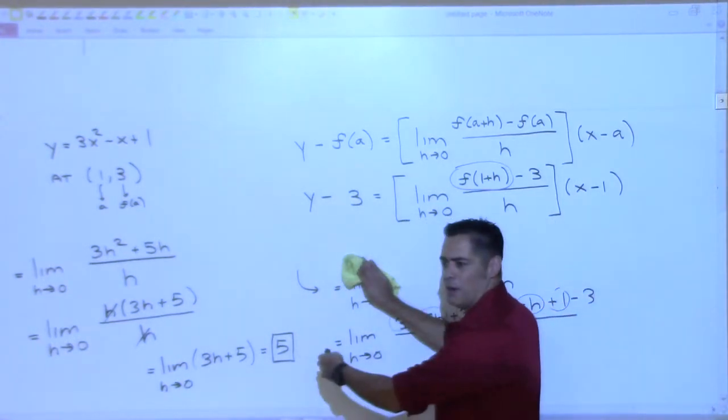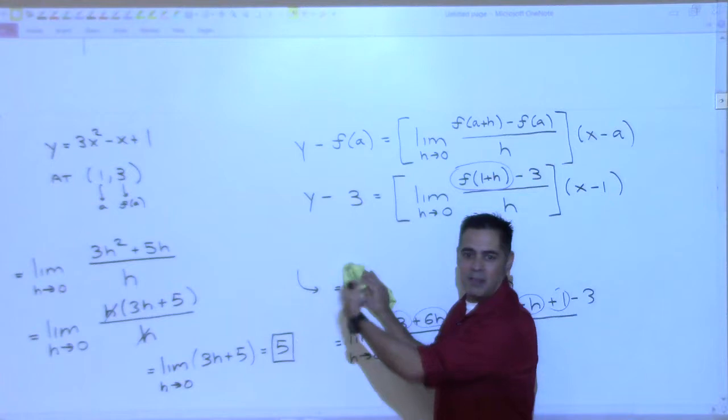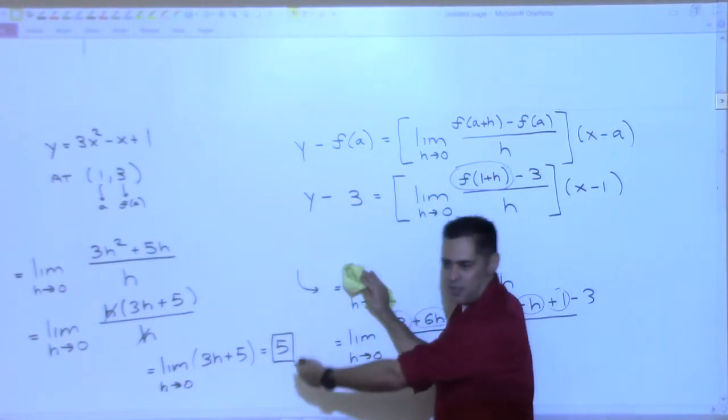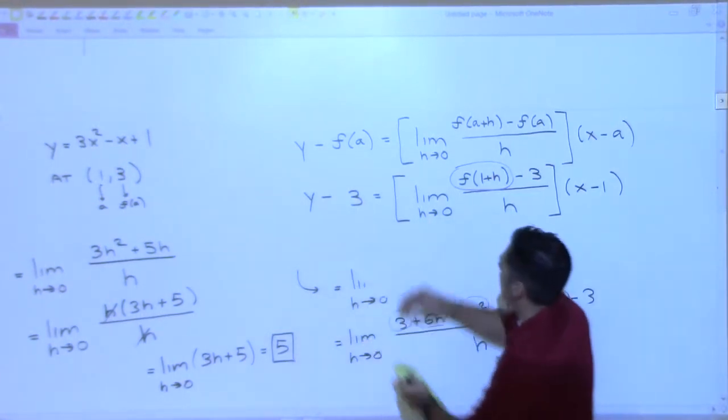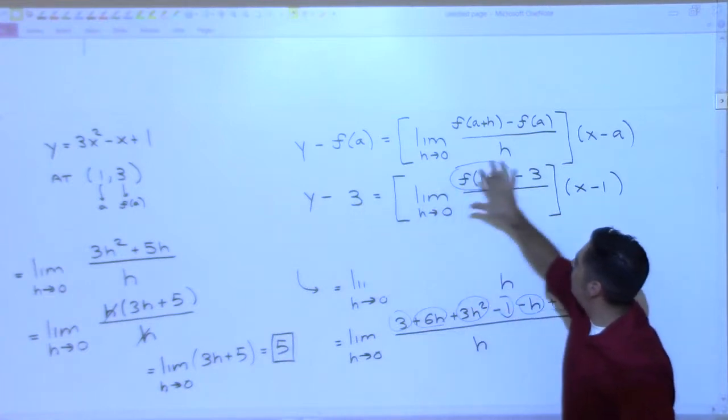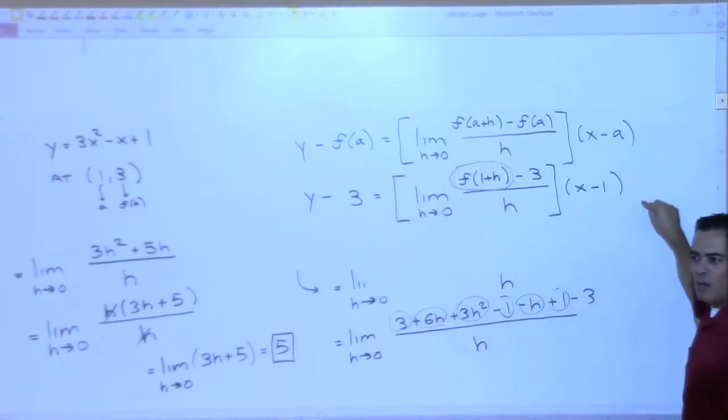Now I'm going to stop here. We weren't done, right? We could then go get the equation. That was just the slope. We'd have to go y minus 3 equals 5 times x minus 1. Okay.